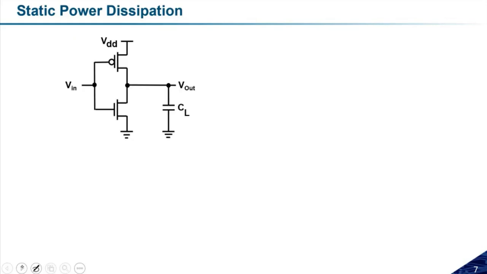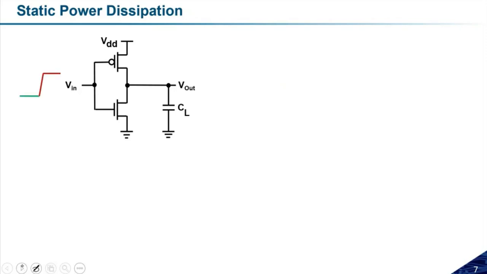So let us talk about what this static power dissipation is. Static power dissipation is nothing but a steady state power dissipation. If the logic is fixed, as I already told you, in this case there may be some current flow through the circuit, and that can create the problem.